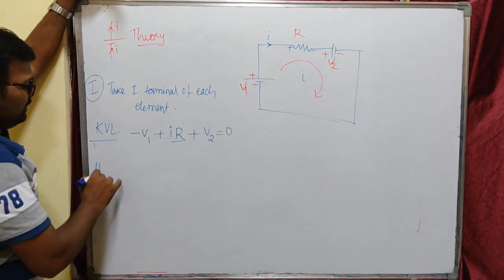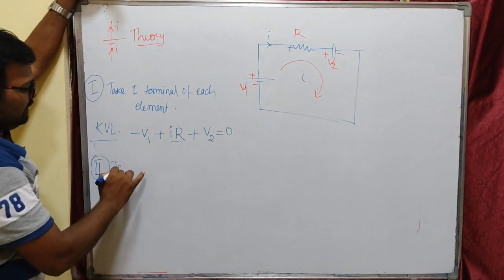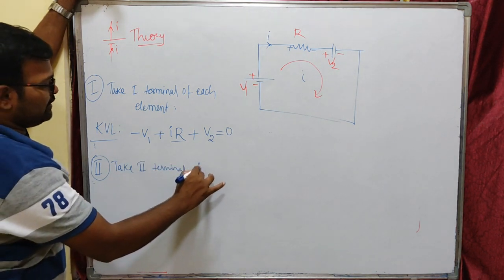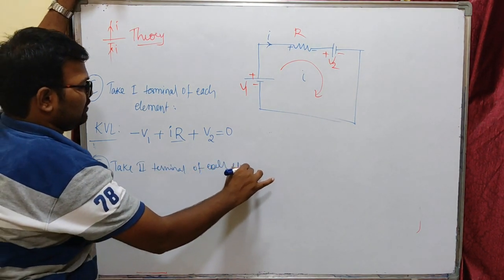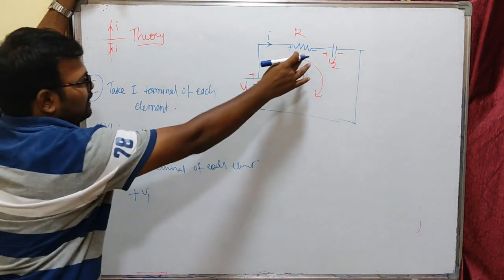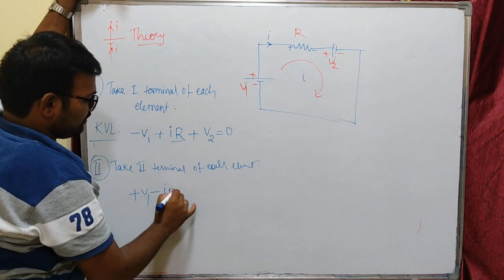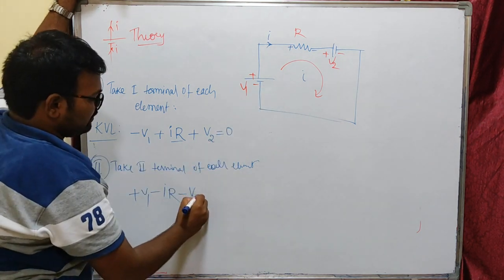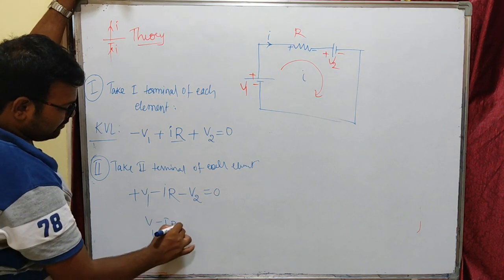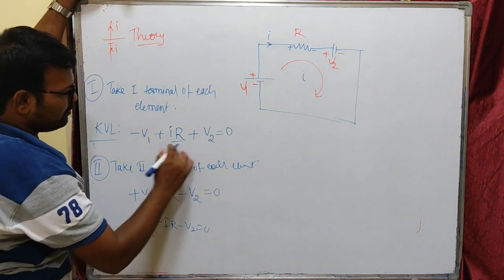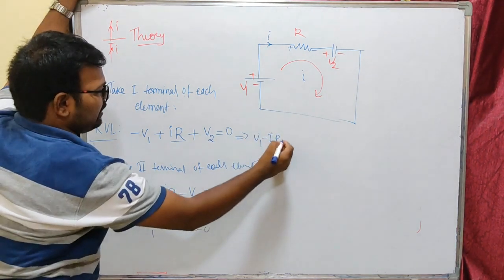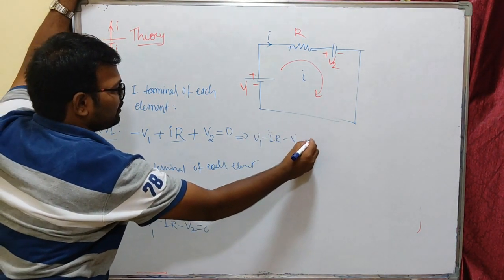Now I am going to take the second terminal of each element. The second terminal of V1 is plus V1, the second terminal of the resistor is minus I into R, and the second terminal of V2 is minus V2, equal to 0. If you rearrange this, it will be V1 minus IR minus V2 equal to 0.